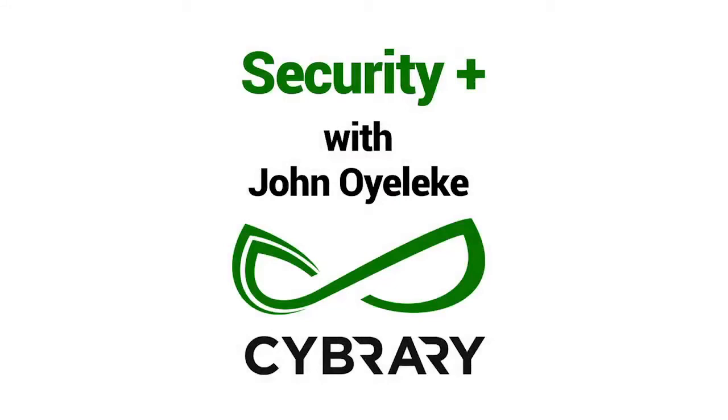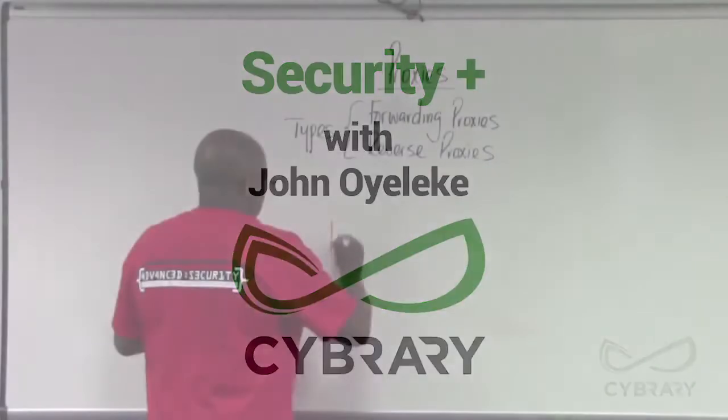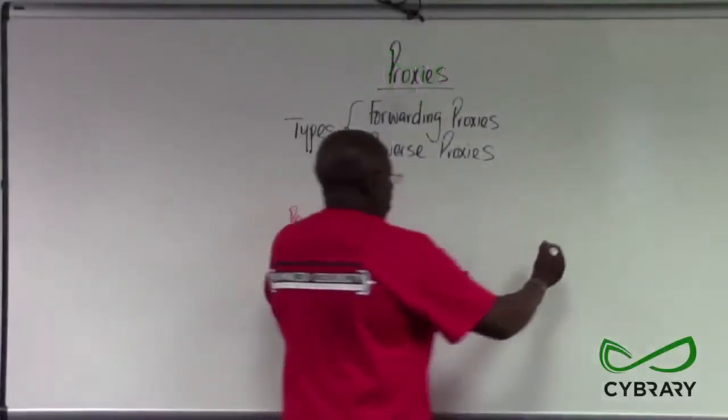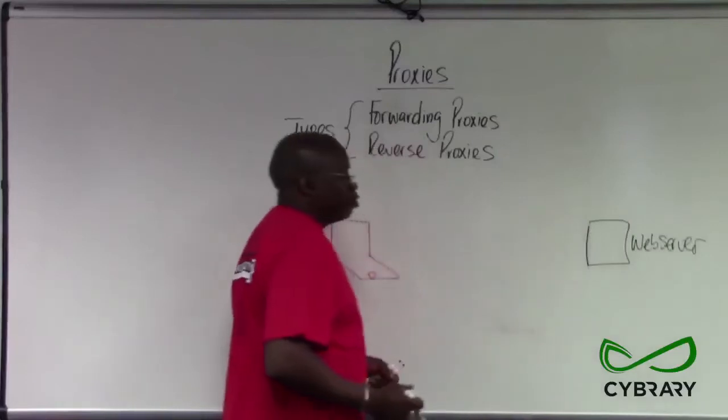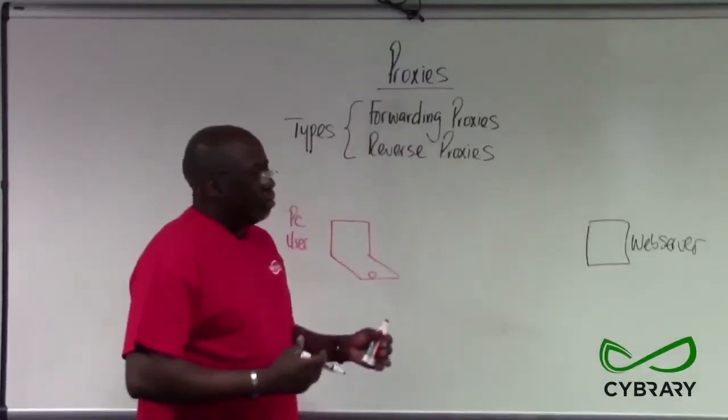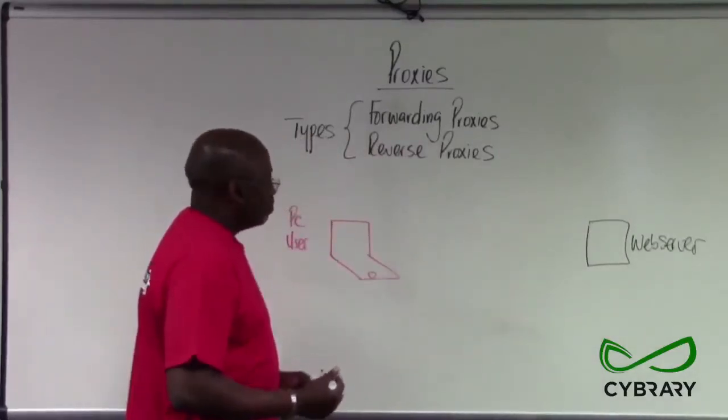Another type of proxy is a reverse proxy. In this scenario, we could have a user over here. We have a web server over there. When we go online to web servers, we don't know the infrastructure in place.